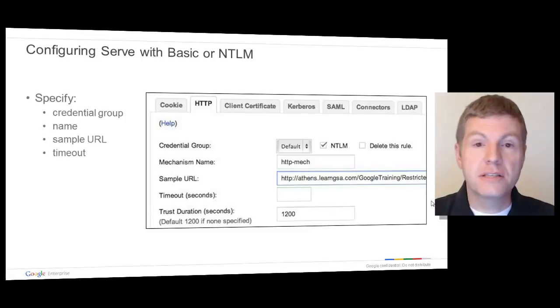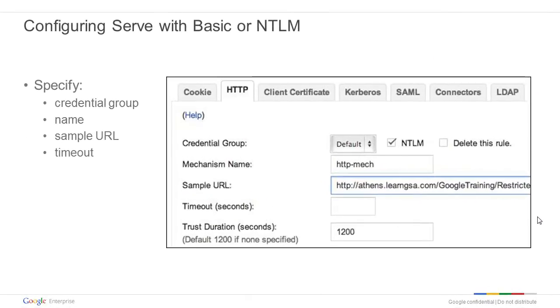To serve this content securely, you'll go to Serving, then Universal Login Auth Mechanisms. Then, go to the HTTP tab and provide a sample URL. The sample URL must meet two requirements. First, it must require security to access. And second, it must be available to all users that need to be authenticated. By default, the GSA will use this URL as an authentication test for users at serve time.